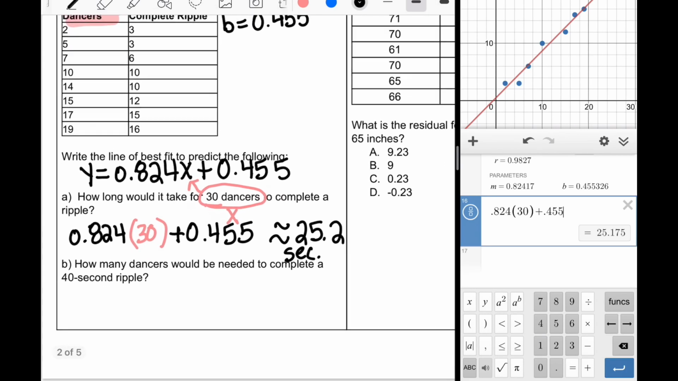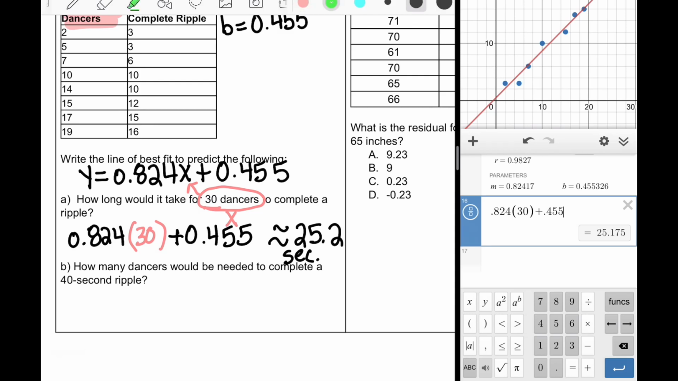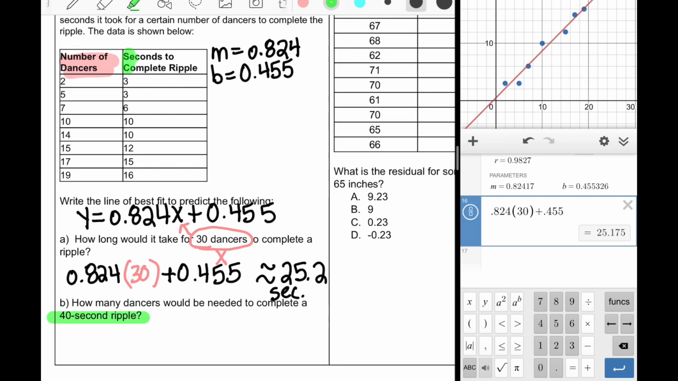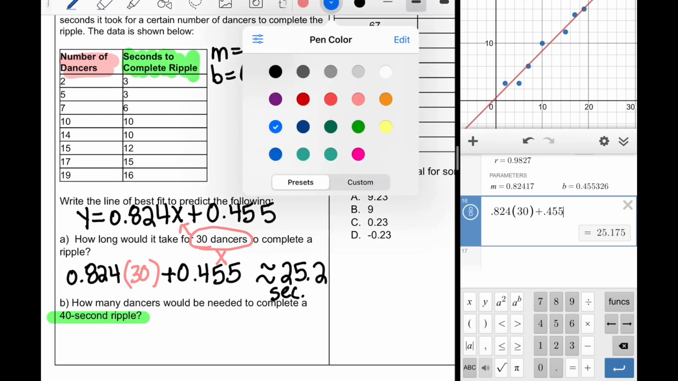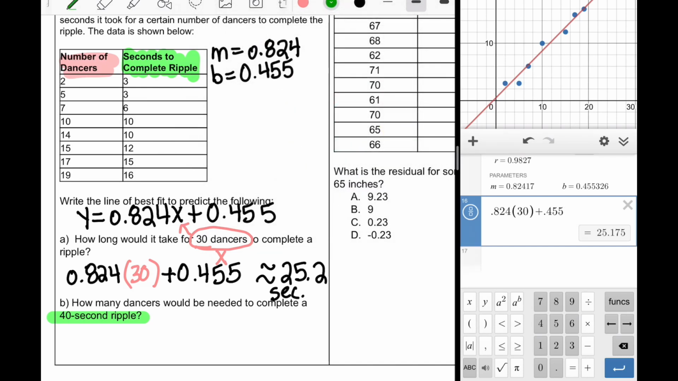All right, so for the next question, how many dancers will it take if I have a 40-second ripple? So this one's different because this time they're telling us how long the ripple is. So we're going to be looking at a y value this time. We're going to take the 40 seconds and plug that in for y. So this is going to be 40 equals 0.824x plus 0.455.